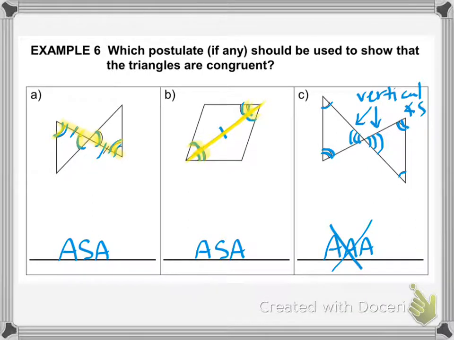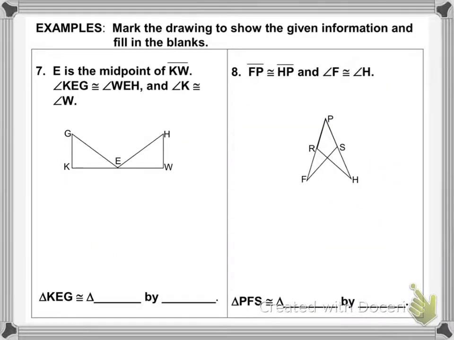We'll talk more about AAA in the spring. These two triangles are actually similar, but they're not congruent. We're only talking about congruent triangles right now. So these two triangles are not congruent. One more example. Sorry, I lied. Two more examples. All right.